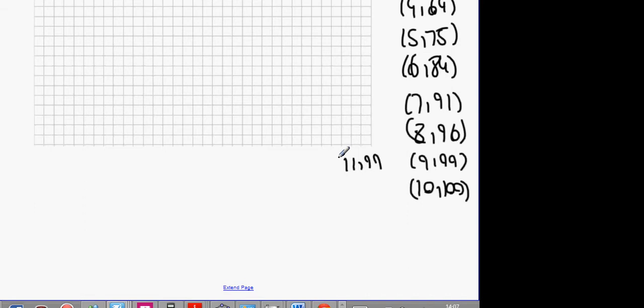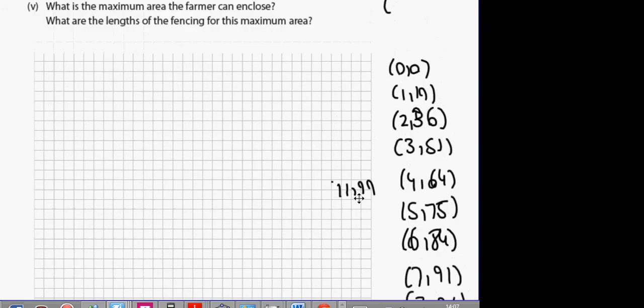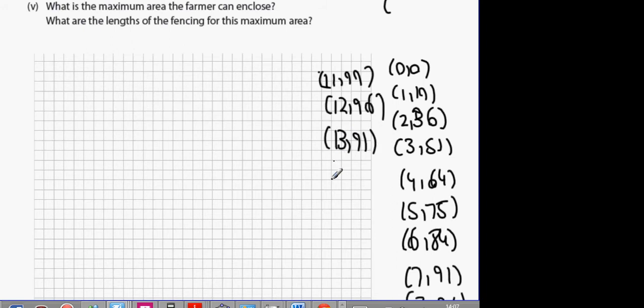99. 96. Sorry, I'm just gonna need some form of order on this, don't I? Otherwise I'm gonna be getting really confused. So 99, yeah. 96. Yeah. 91. Yeah, it's on its way back down again the same way, isn't it? 84. 75. 64. What's the next one? 51. Yeah.